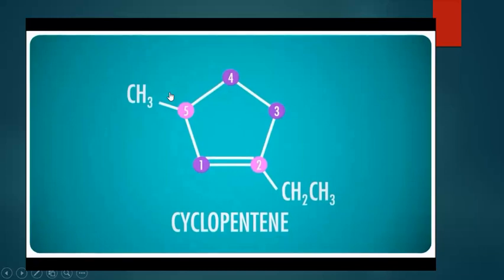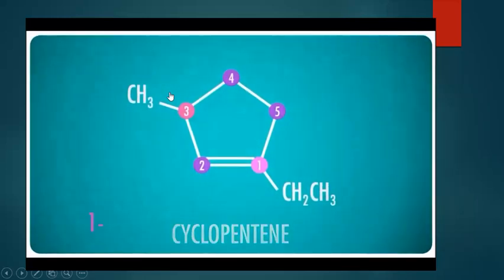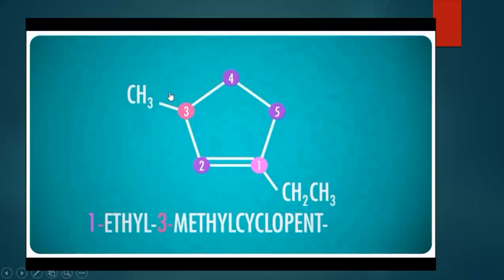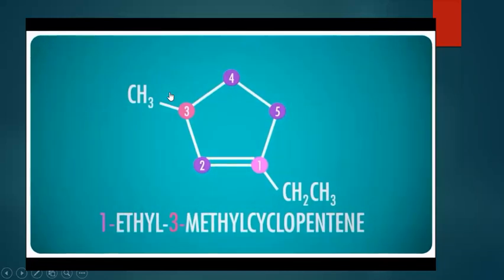If we number counterclockwise from the beginning of the double bond, we get the branches at the 2 and 5 positions, but if we number clockwise from the double bond, the branches are at the 1 and 3 positions. So this must be 1-ethyl 3-methyl cyclopent-1-ene. But since there's only one double bond and it's in the first position, the second one is often left out as being understood. So we simply call it 1-ethyl 3-methyl cyclopentene.